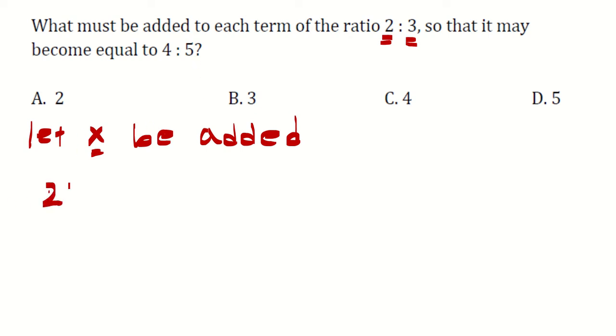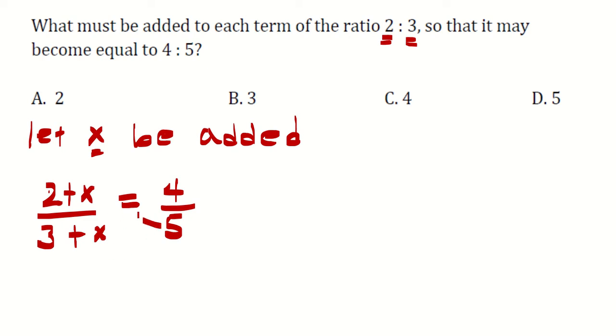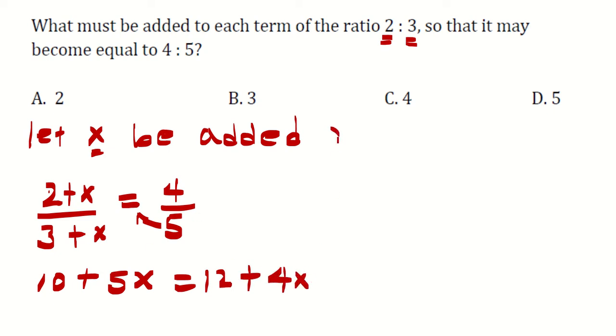So what to do here? 2 plus x over 3 plus x, it should be equal to 4 over 5. Then you can multiply crisscross. The 5 will multiply each of them. It's going to be 10 because 5 times 2, and again 5 times x will be 5x, is equal to, the other side, 3 times 4 will be 12 plus 4 times x will be 4x.